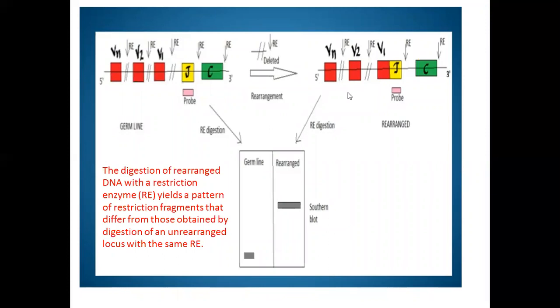According to this, this is the germline gene, and this is the rearranged one. The digestion of the germline and the rearranged DNA will give different restriction fragments. Digestion of the rearranged DNA with a restriction enzyme gives a pattern of restriction fragments that differs from that obtained with digestion of an unrearranged locus with the same restriction enzyme. The same restriction enzyme is used for the germline as well as the rearranged DNA, and the germline fragment differs from the rearranged fragment. That indicates that a rearrangement takes place during B cell differentiation.